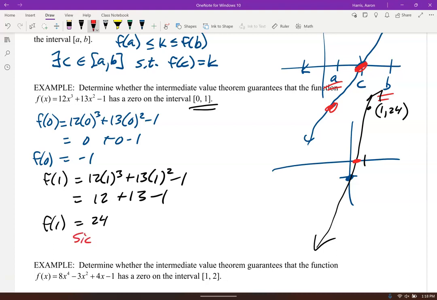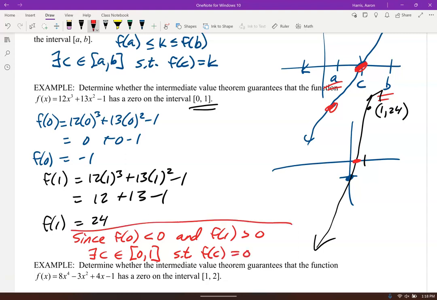So since f of 0 is negative and f of 1 is positive, they change signs, there must exist a c in that interval such that f of c is 0, right? That's what we're saying. We're guaranteeing, yes, there's got to be a 0 between them, somewhere between 0 and 1. We don't even care what it is. But as geeky mathematicians, we just care that it exists by the intermediate value theorem.